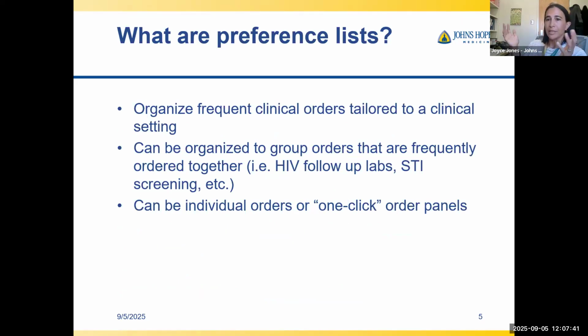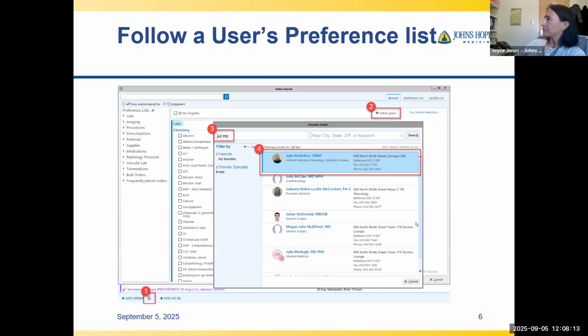Okay, so what is a preference list? A preference list is something that helps organize frequently ordered tests, and it can be tailored to a clinical setting. You can organize it so that the orders that are ordered frequently by category can be grouped together. And within those groups, they can be individual orders or something called one-click, which are order panels, and we'll show you more about that. Okay, and so we're going to do some demos.